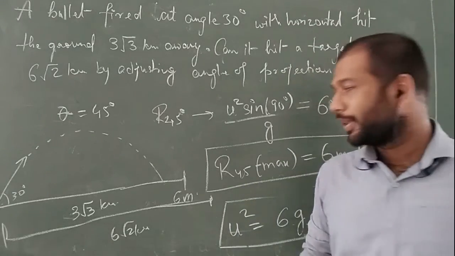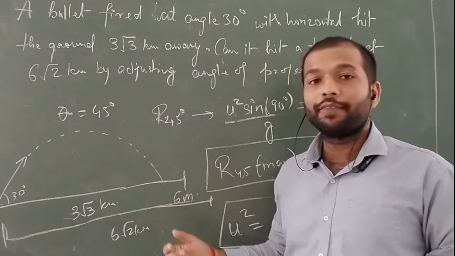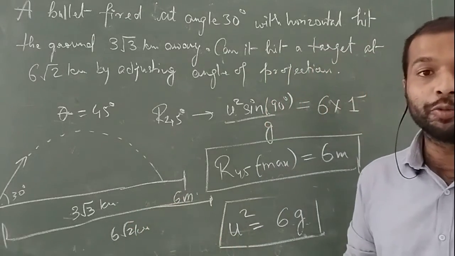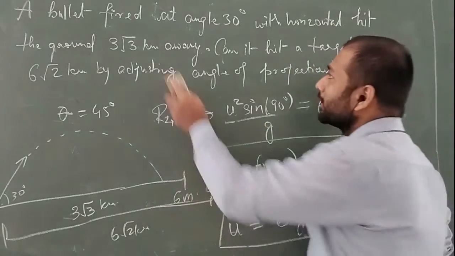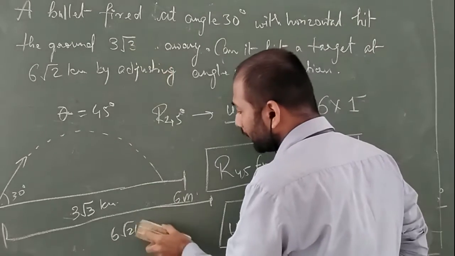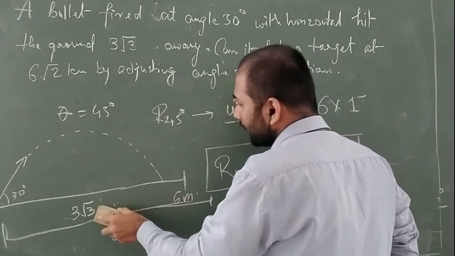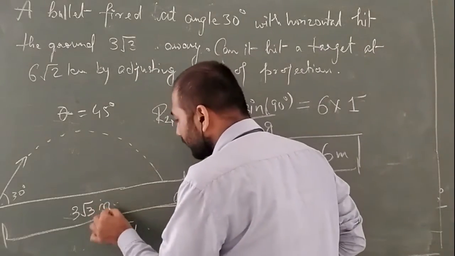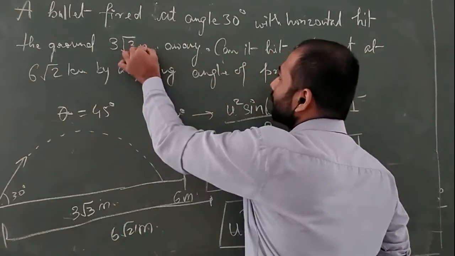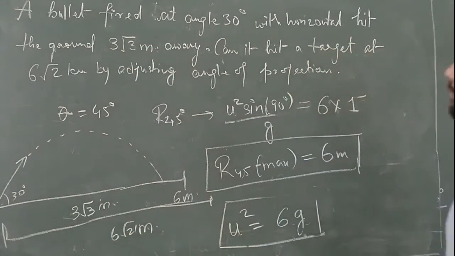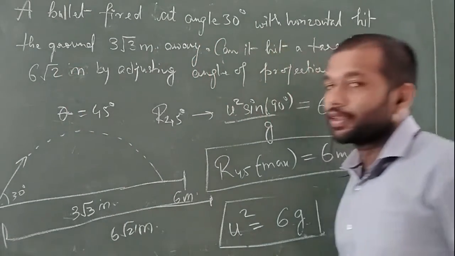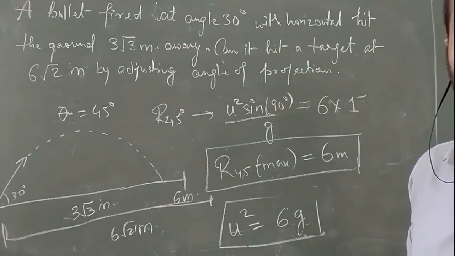And let's make one more correction here. We have used the 3 root 3 meters and 6 root 2 meters. It was by mistake written kilometers, so you will make a correction. That will be in the meters. Everything will be in the meters. Yeah, here also that will be in the meters. Okay, let's move to the next question.